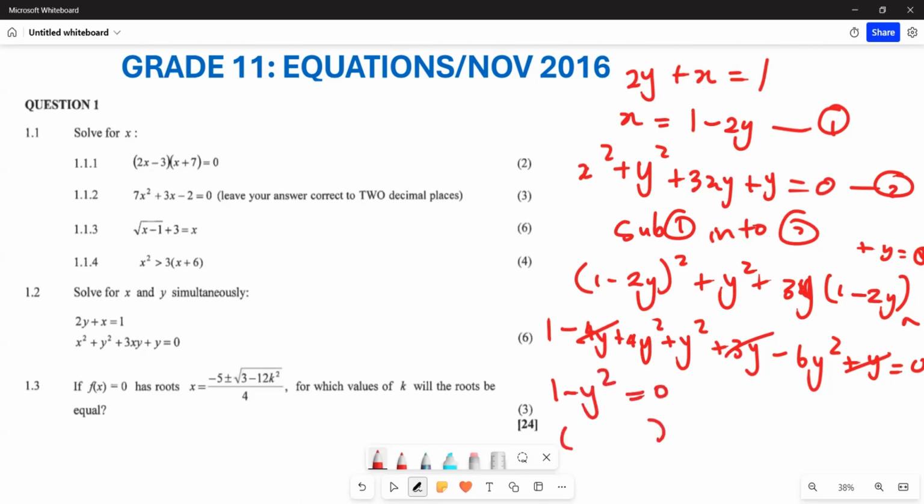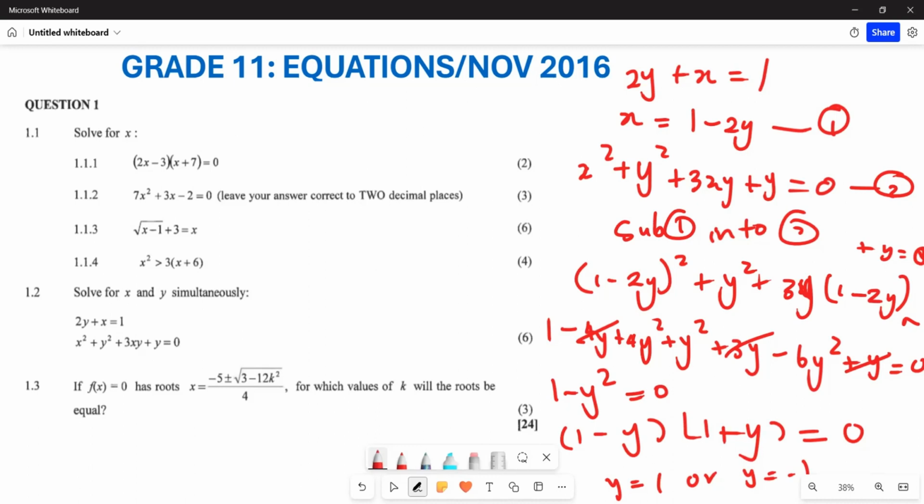Now you're going to open your two brackets because this is a difference of two squares. This is 1 subtract y and 1 plus y. So which means your y is going to be equals to 1, or your y is going to be equals to negative 1. Okay. So basically now these are going to be your values of y.